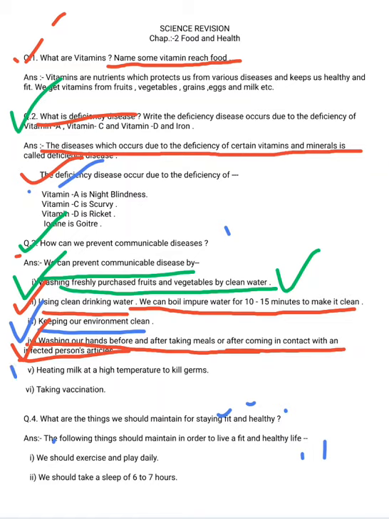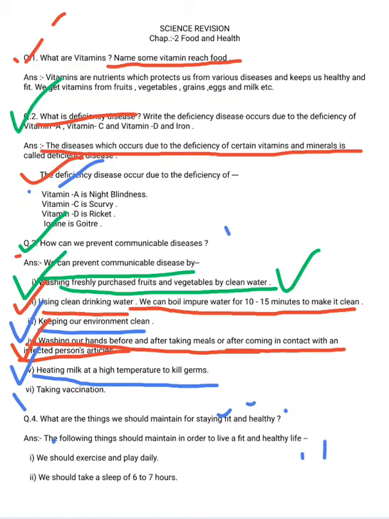Number 5, heating milk at a high temperature to kill germs. We know that milk is a complete food, right? Milkot complete food বুলিও কোৱা হয়. So milk আমি যেতিয়া খাওঁ, এই মিল্ক খোৱাৰ আগতে আমি কি কৰিব লাগে? মিল্ক গৰম কৰিব লাগে, হয়নে? হিট কৰিব লাগে, such that the germs can be killed, right?